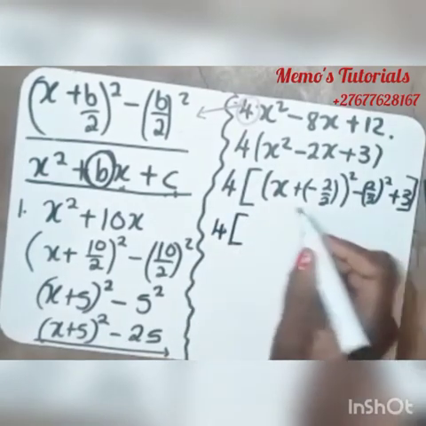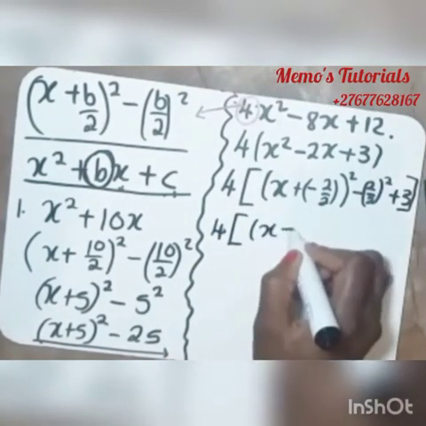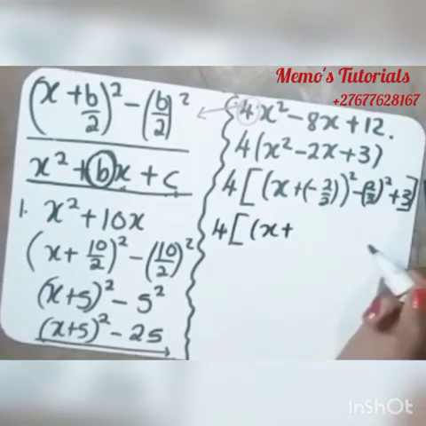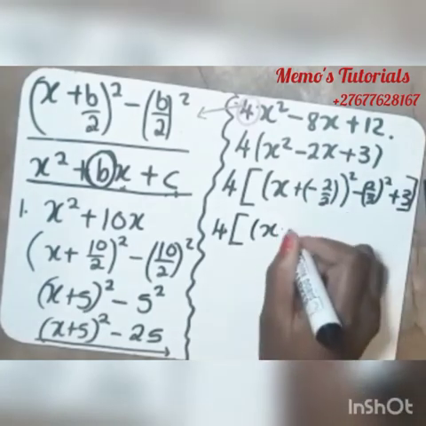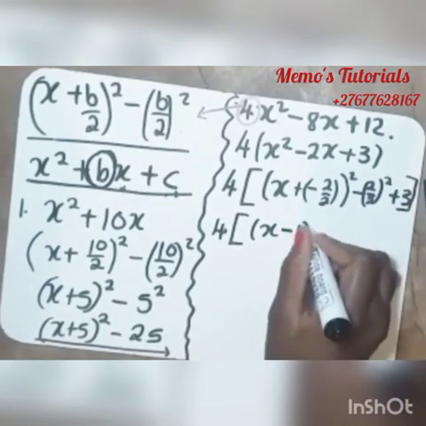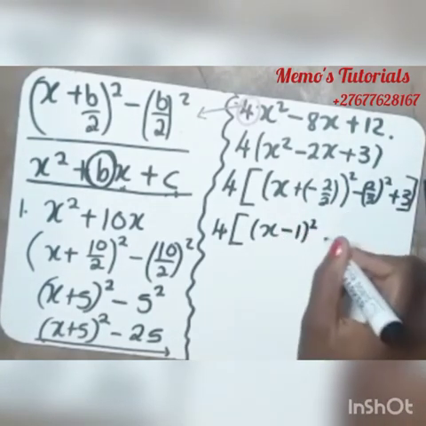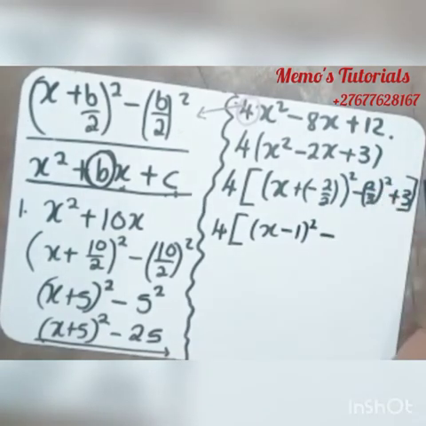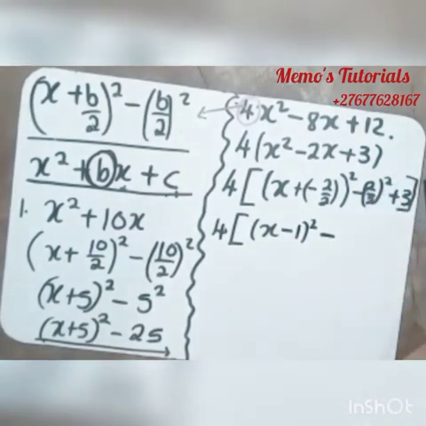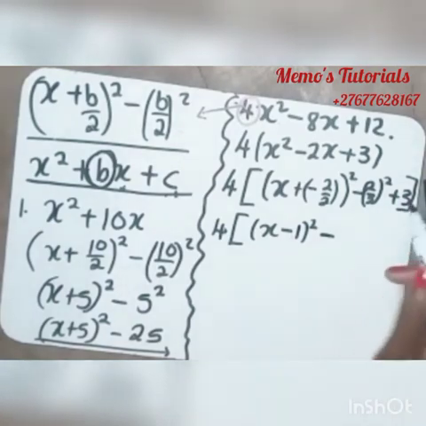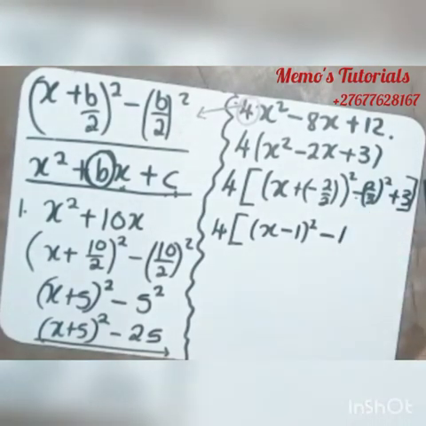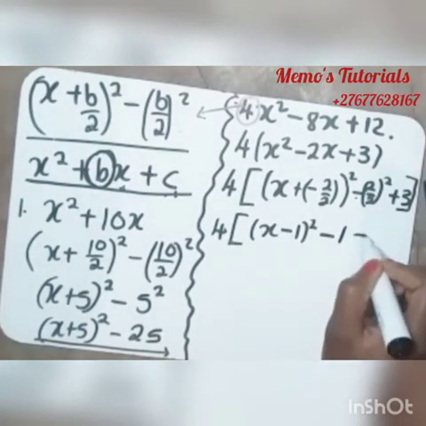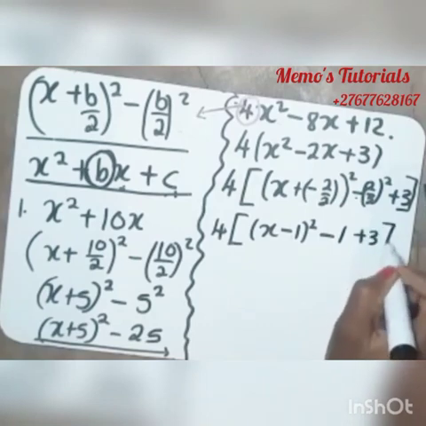So I'll write it like this. It's 4, and then x plus minus 2 over 2, which is minus 1. A plus and a minus is going to be a negative. So it's (x minus 1) all squared minus 2 over 2, which is a 1. Minus 1 squared gives a positive 1, but because of this minus, we'll still get a minus here. Plus 3. Close my bracket.